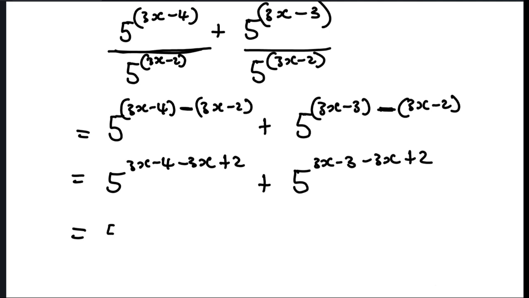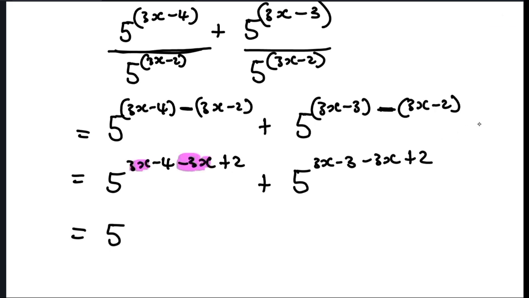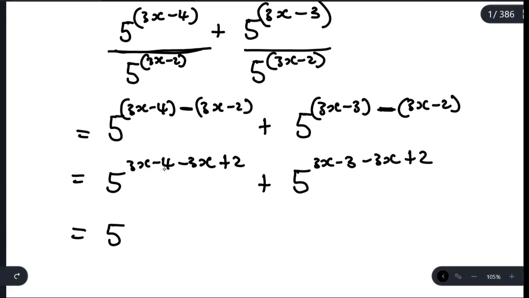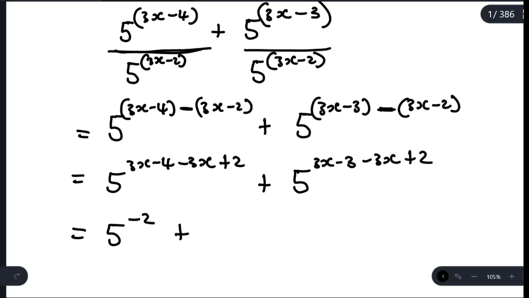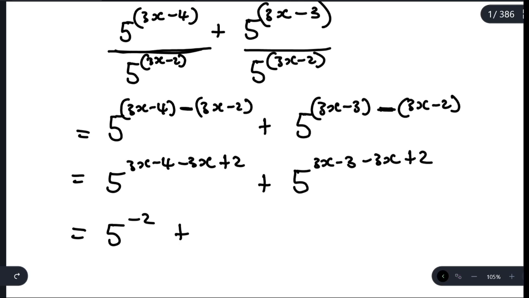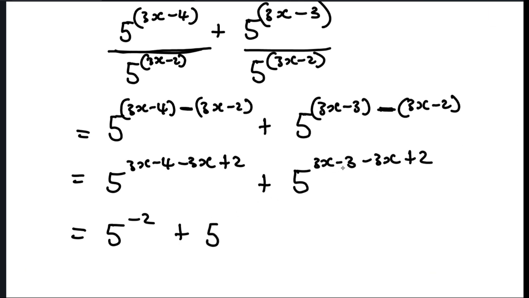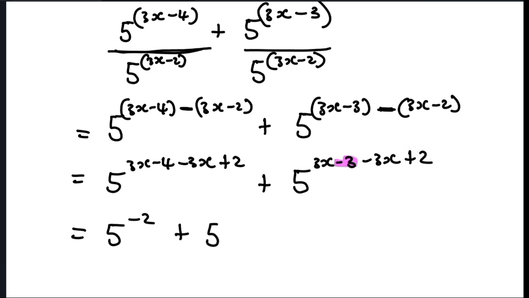So this is now equal to 5 raised to the power of, now let's simplify, 3x minus 3x is going to be 0. So that one is gone already. Now coming to the next one, I have minus 4 here plus 2. What is minus 4 plus 2? That's minus 2. Then plus, coming here now, I have 3x and I have minus 3x. Of course, that is 0. So that's going to be 5 raised to the power of minus 3 plus 2. What would that be? Minus 3 plus 2 is minus 1. Yeah, it is minus 1.